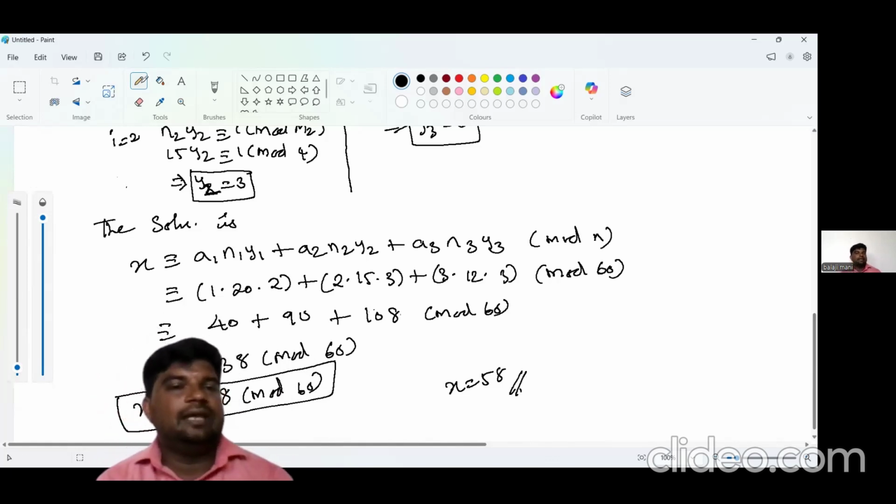So using the Chinese remainder theorem, we can solve a system of congruences. The system may have any number of congruences with only one variable. In this problem, we have three congruences with only one variable x. It may be two congruences with one variable, three, or even four congruences with one variable. From the given problem, we can form the solution for this x value.